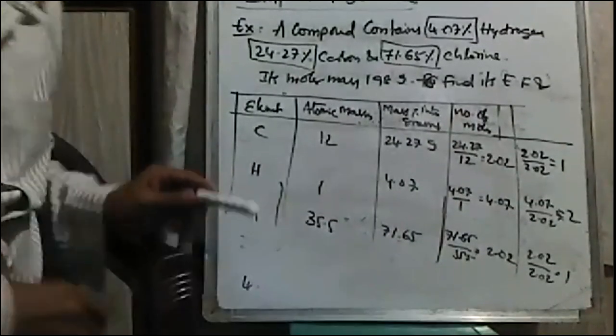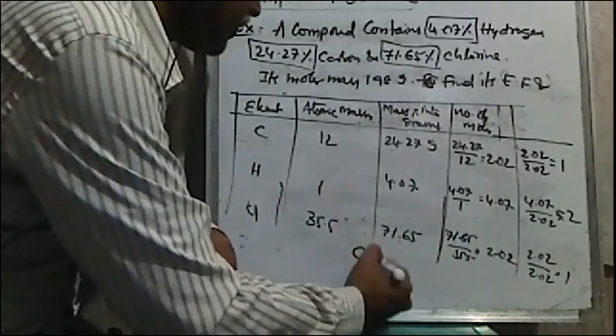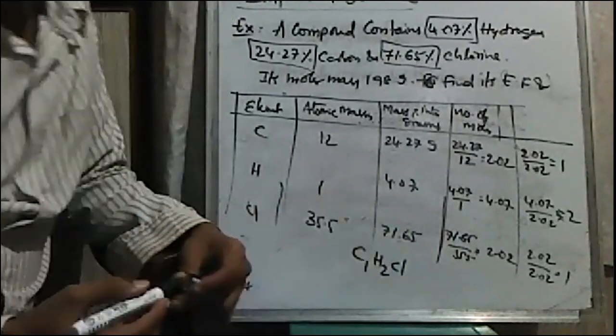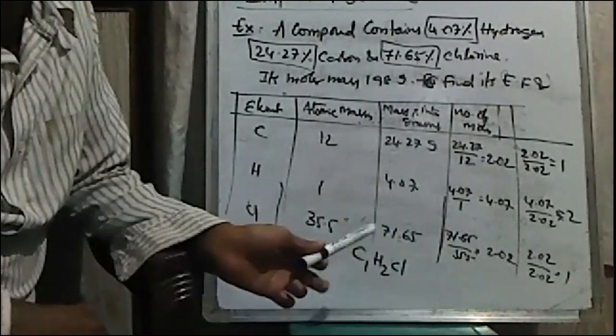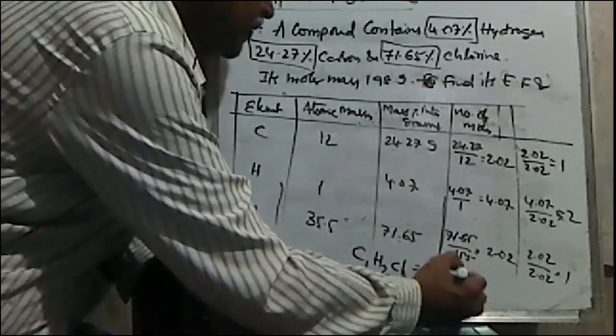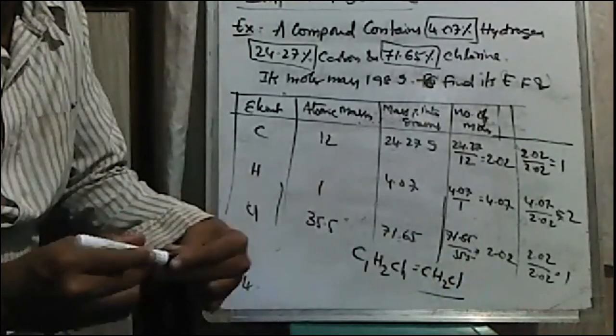So now, what is the empirical formula of the given compound? The empirical formula of the given compound is C1H2Cl1, which is nothing but CH2Cl. So this is the empirical formula.